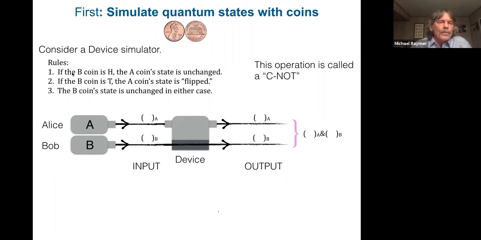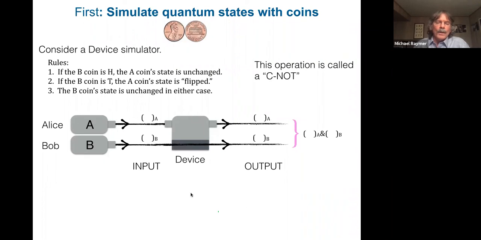So here's the way this device works. If Bob's coin is H, then Alice's coin state is unchanged. So the value of Bob's coin controls what happens in the device to Alice's coin. So Bob's coin is called the control bit. If Bob's coin is T, then the device does an operation where it flips the state of Alice's coin. So if it was originally heads, it would now be tails. If it was originally tails, it would now be heads. And in either case, Bob's coin goes through unchanging.